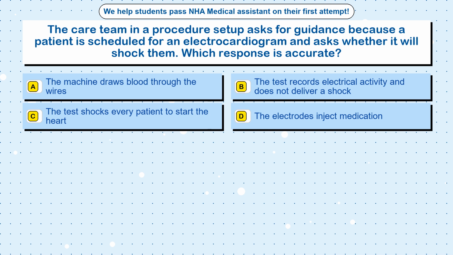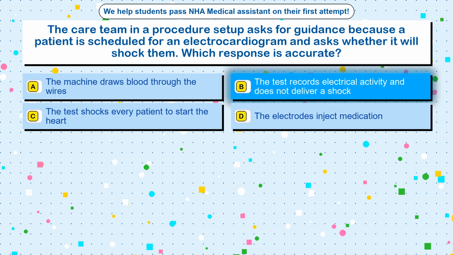Question 3. The care team in a procedure setup asks for guidance because a patient is scheduled for an electrocardiogram and asks whether it will shock them. Which response is accurate? Option A, the machine draws blood through the wires. Option B, the test records electrical activity and does not deliver a shock. Option C, the test shocks every patient to start the heart. Option D, the electrodes inject medication.